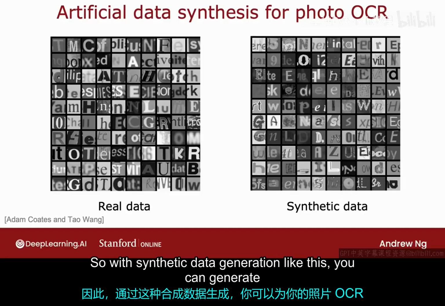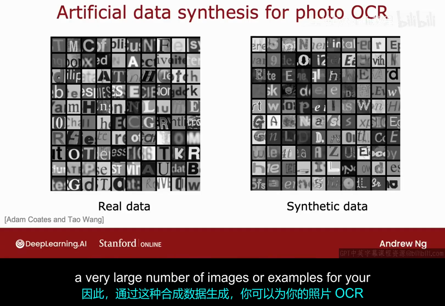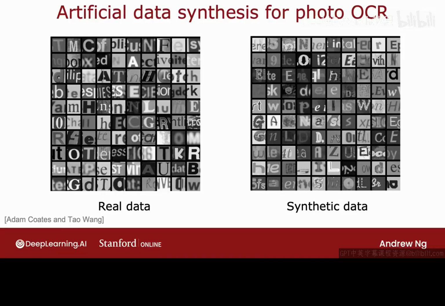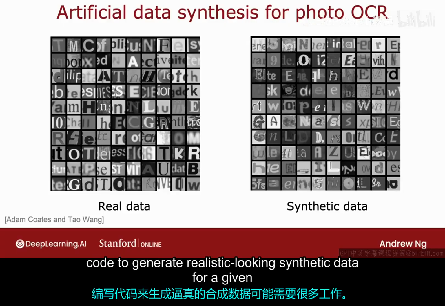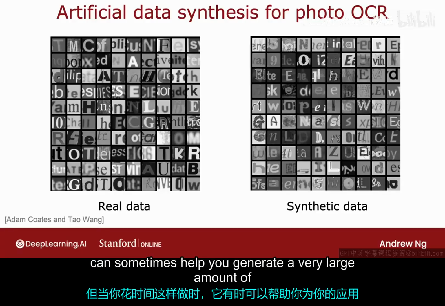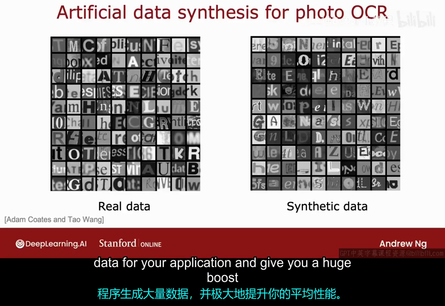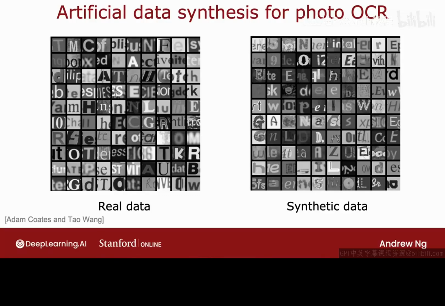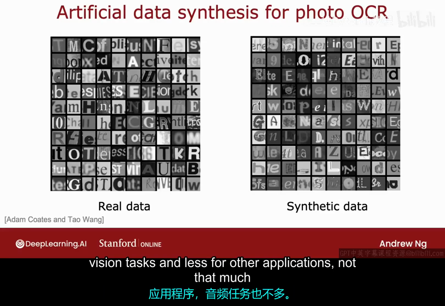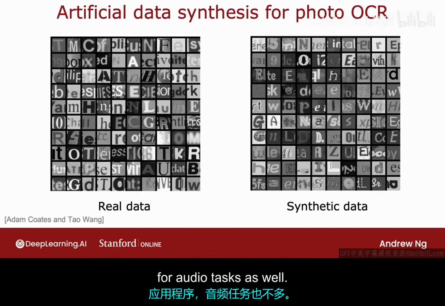So with synthetic data generation like this, you can generate a very large number of images or examples for your photo OCR task. It can be a lot of work to write the code to generate realistic looking synthetic data for a given application. But when you spend the time to do so, it can sometimes help you generate a very large amount of data for your application and give you a huge boost to your algorithm's performance. Synthetic data generation has been used most probably for computer vision tasks and less for other applications, not that much for audio tasks as well.